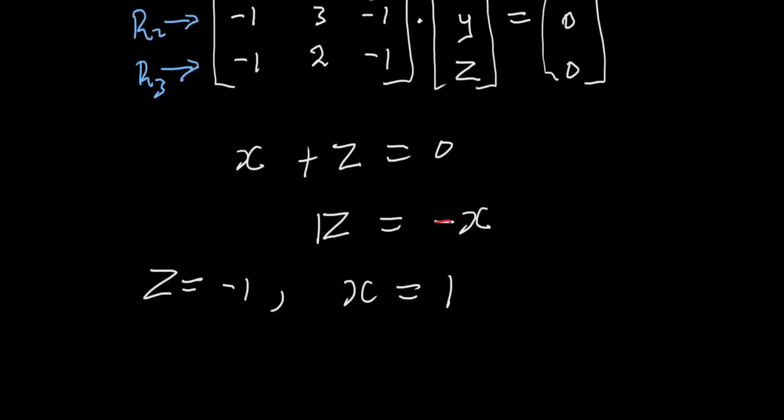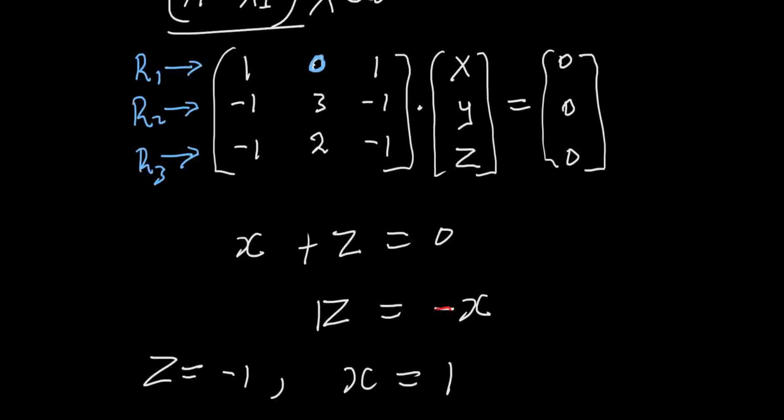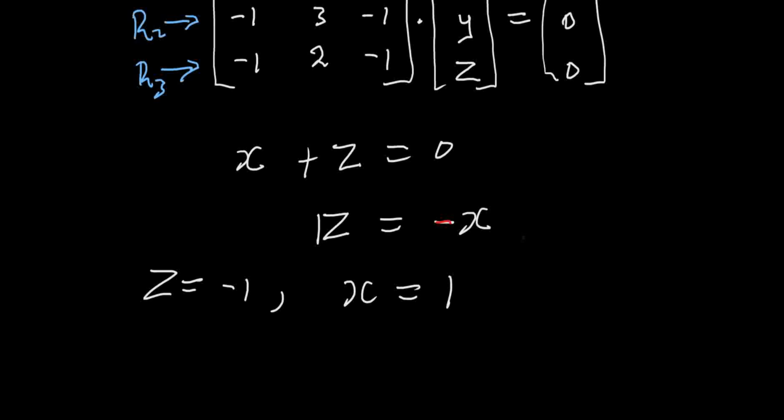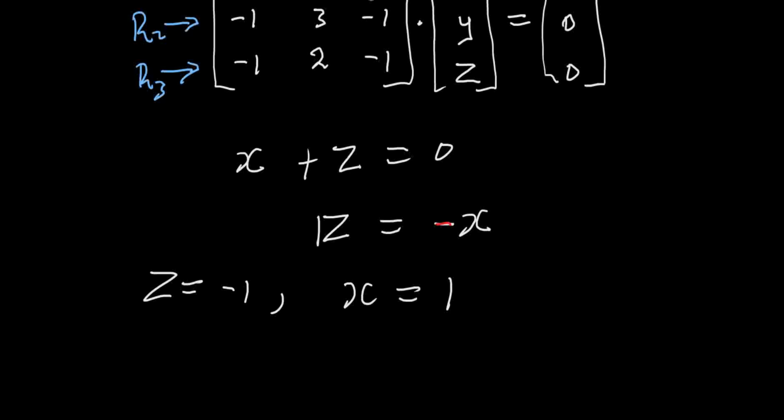Next is to find the value of y. We can either use row 2 or row 3. Any of them can actually be used. So let's go ahead with row 2. In row 2, the coefficient of x is negative 1, and that will make x negative. So we have negative x, and the coefficient of y is 3, so plus 3y, and the coefficient of z is negative 1, so negative z equals 0.